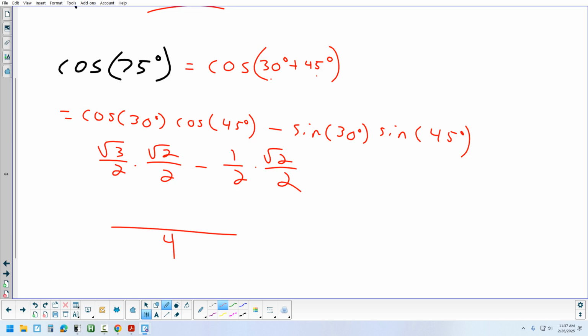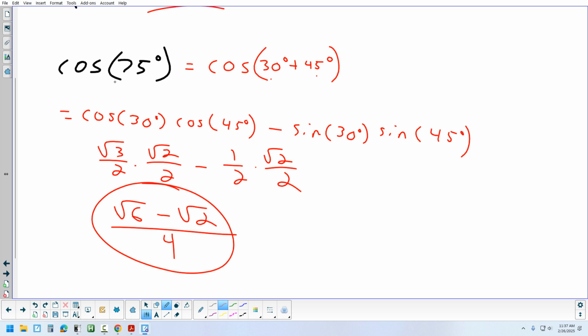Okay. We're going to have subtraction. What's root 3 times root 2? Root 6. And 1 times root 2? Root 2. There you go. Okay, I'm not going to check it, but that is right. So if you want to check it, type cosine 75 in, and then type that in on your calculator.